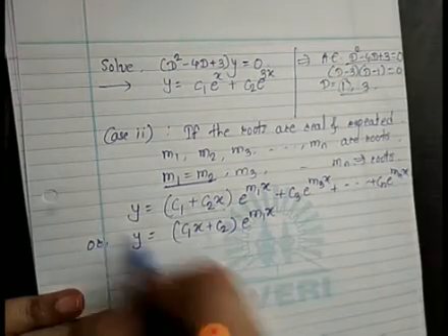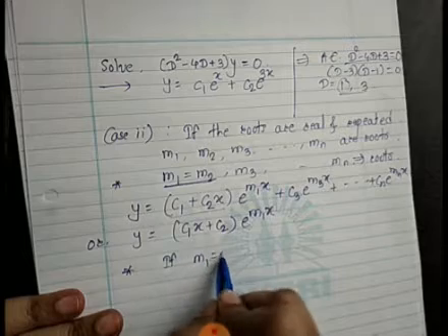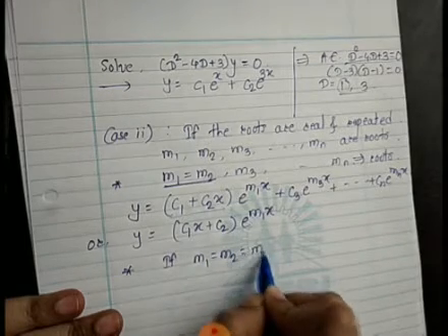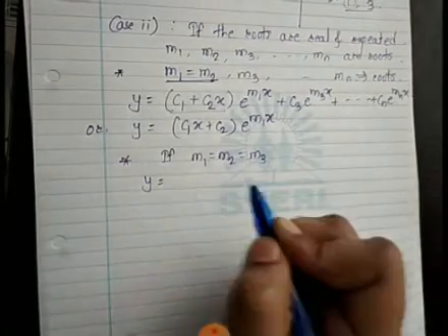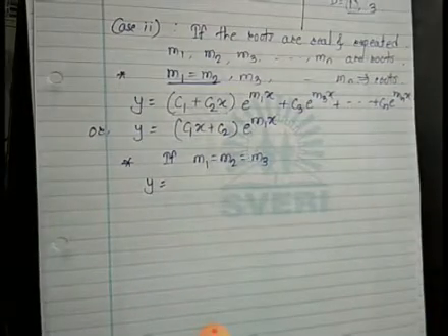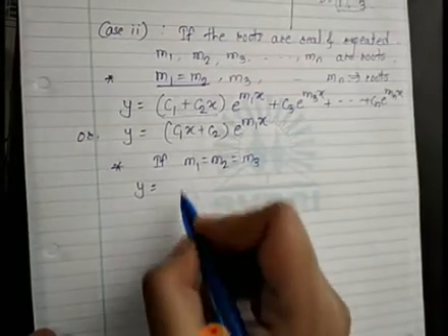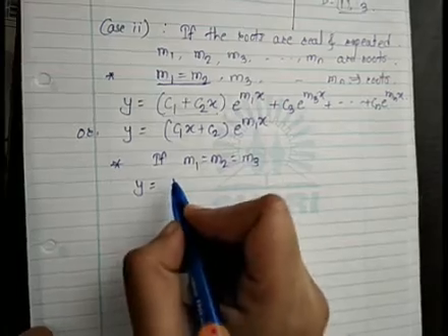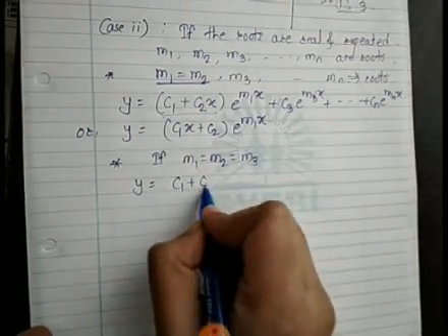Next is, if M1 is same as M2 is same as M3, means what? Roots are repeating 3 times. Then how will you write the solution? Is there anyone out who can tell me the solution? If repeating twice, I have written C1 plus C2x. Yes, go ahead. C1 plus C2x plus C3x square.